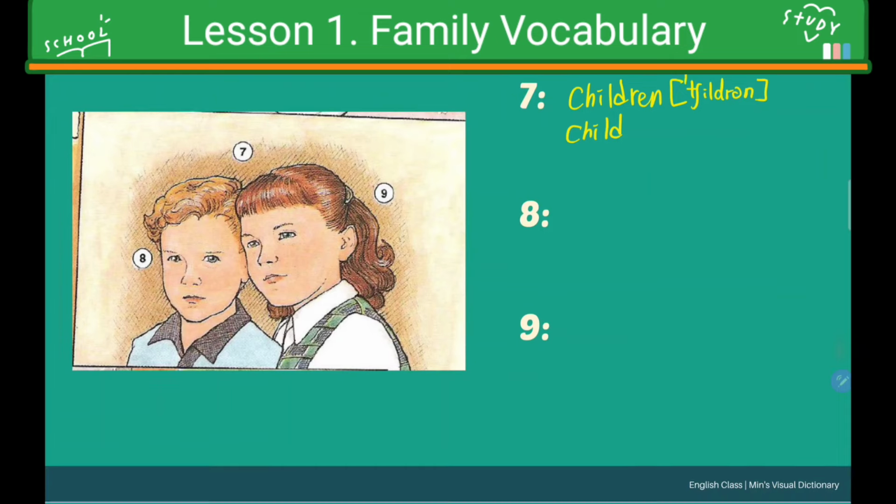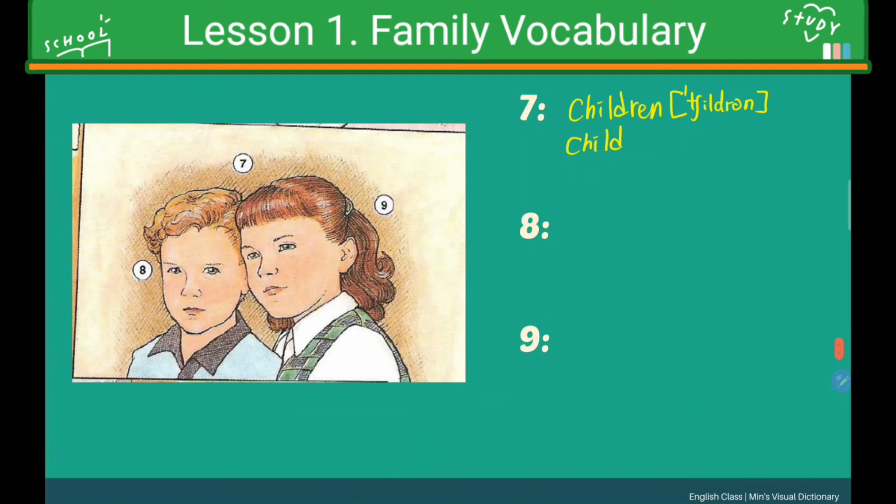Then the singular version is child, child, child. Usually we use children in a formal setting, and we use kids in informal settings. Also, kids sounds more friendly.